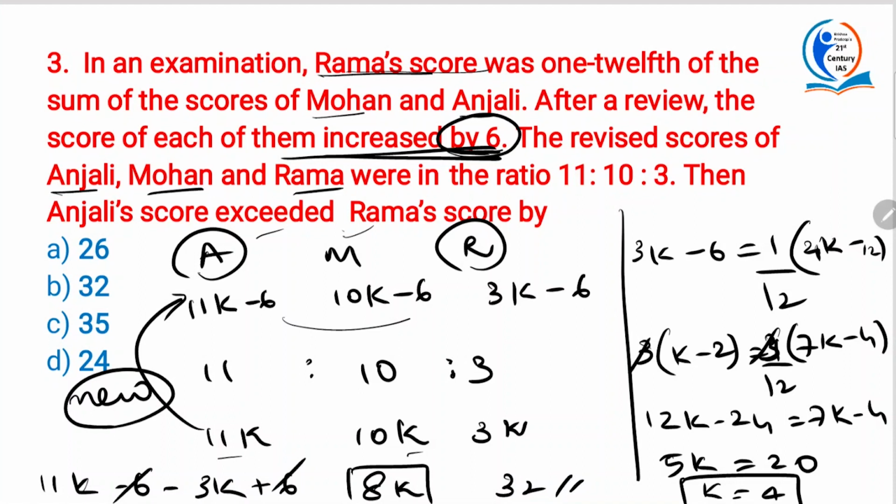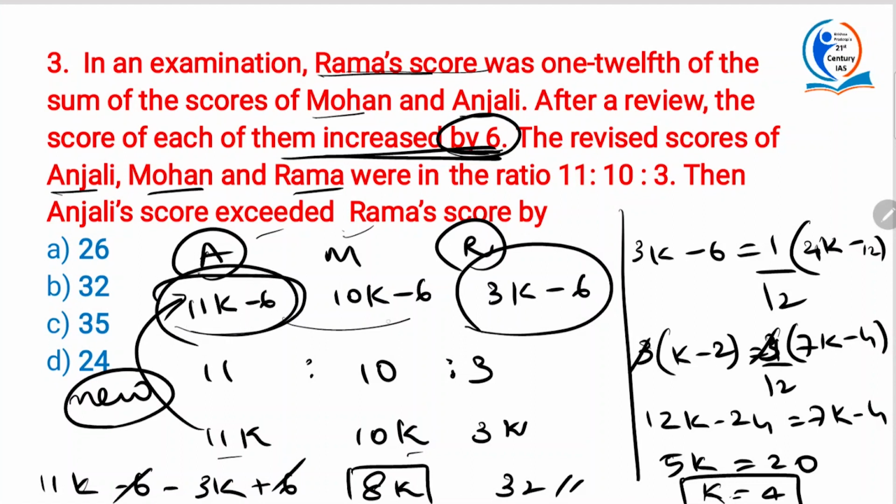Here, you have to understand one thing. Instead of substituting k in Anjali's score, k in Rama's score and then finding the difference, what you have to do is first simplify these numbers. 11k minus 6 minus of 3k minus 6. So, this 6 and 6 will get cancelled and directly you will get 8k. So, if you substitute k only once, you will get the answer. So, B is the answer.